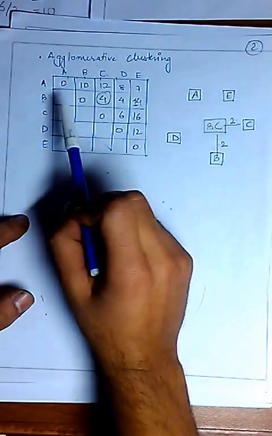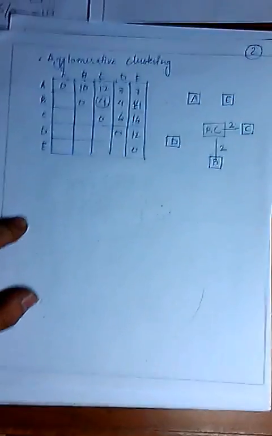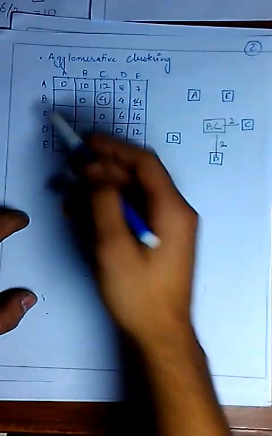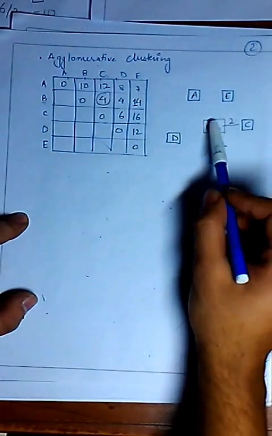UPGMA is based on agglomerative clustering, that is, we combine those two objects which have the minimum distance and make a cluster of them, and similarly we repeat this process until we reach a single cluster from the different units given to us. Here we see that the distance between BC is 4 and BD is also 4, and in such a tie we can pick any of the sequences which have minimum distance. So we start with BC. The distance BC is 4 and we make a cluster BC.